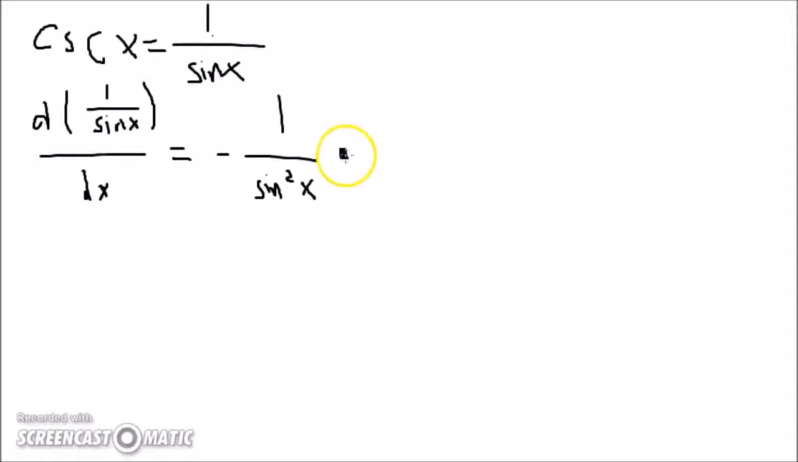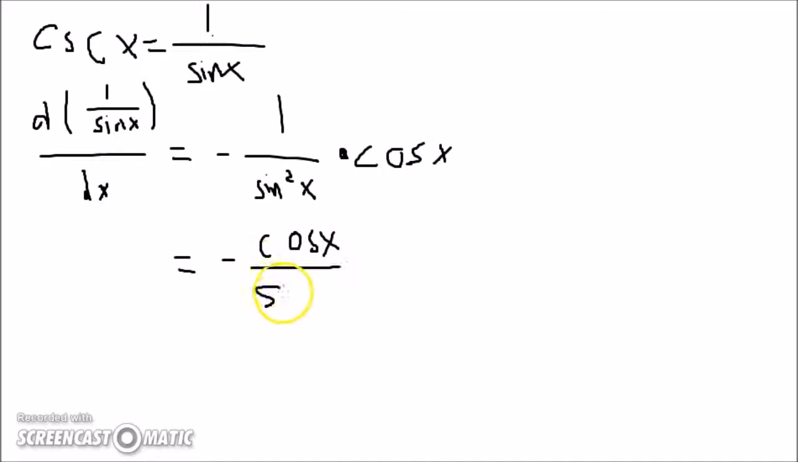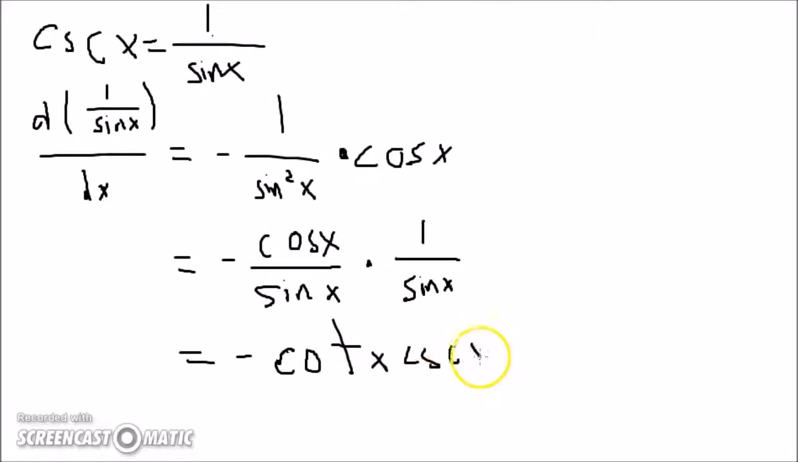However, I have a bit of pesky chain rule going on, so I have to multiply the function by the derivative of sine x, which is just cosine x. I split the function up into cosine x over sine x and 1 over sine x, which leaves me with negative cotangent x, cosecant x.